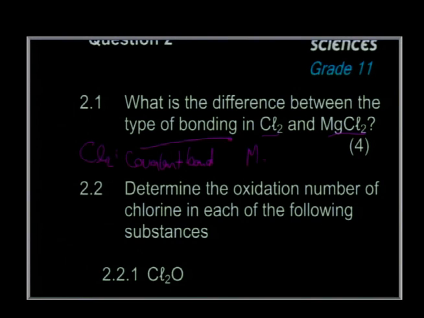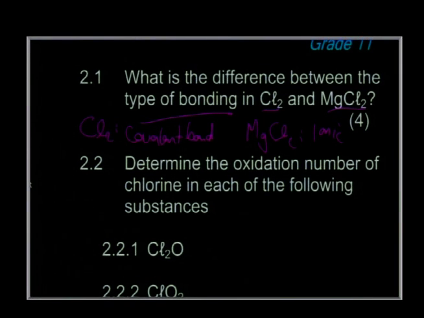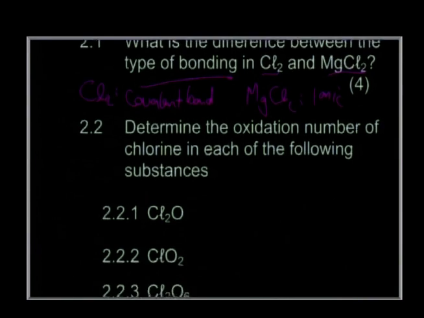Where in magnesium chloride, I hope you can see that this is an example of ionic bonding. The atoms of magnesium lose 2 electrons each, chlorine gains them, and so we go on.